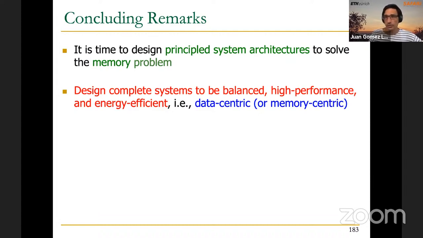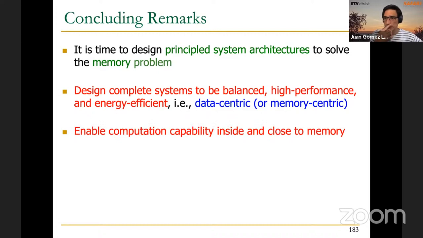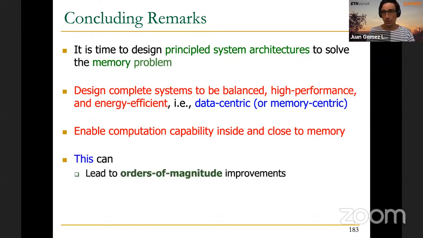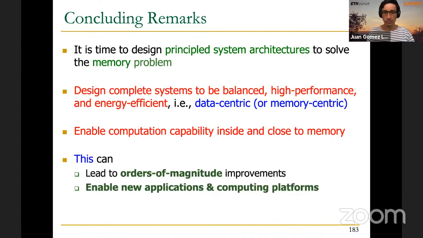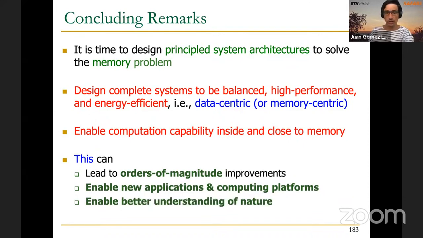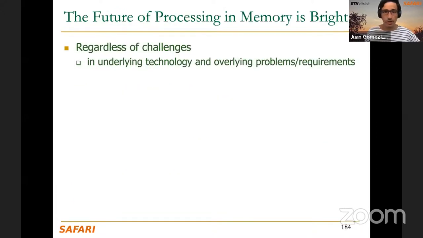And that is something that we can achieve if we make the systems more data-centric or more memory-centric with different techniques, like, for example, the techniques that we have discussed in processing in memory, but there may be other ways as well. The key idea in processing in memory is enabling the computation capability inside the memory or close to the memory. This way we can obtain orders of magnitude performance improvements and energy savings, enabling new applications and computing platforms, and enabling better understanding of nature and many other things.